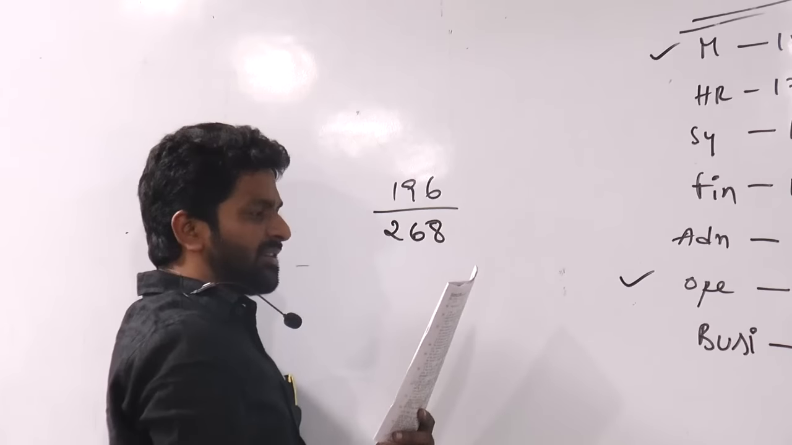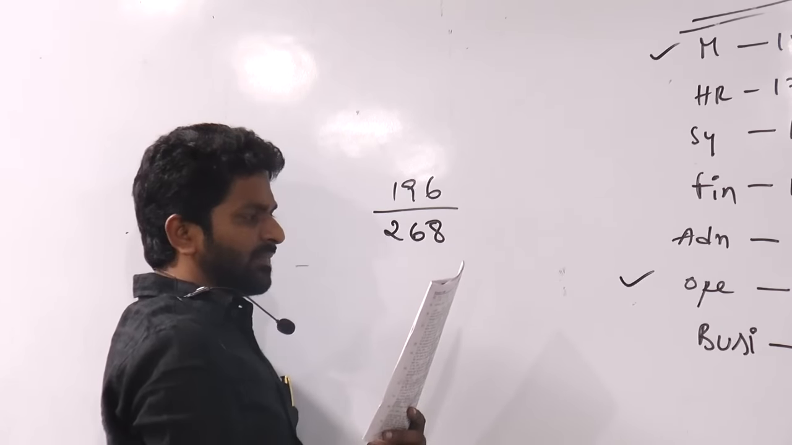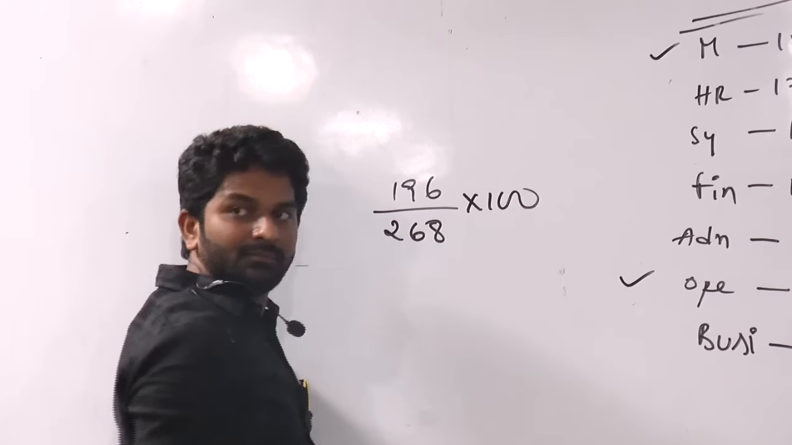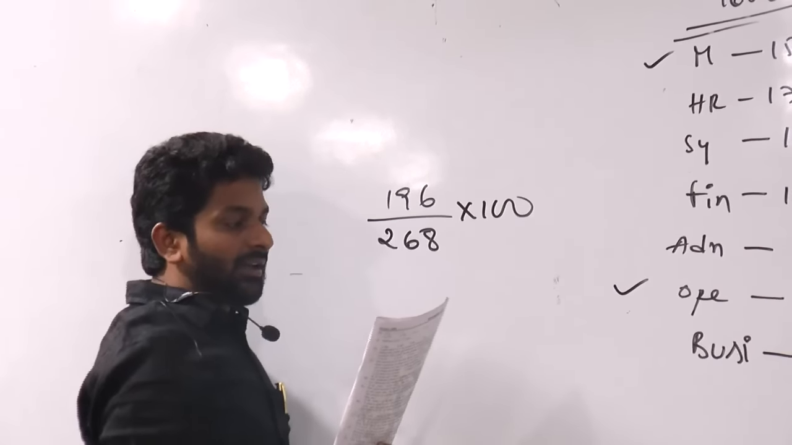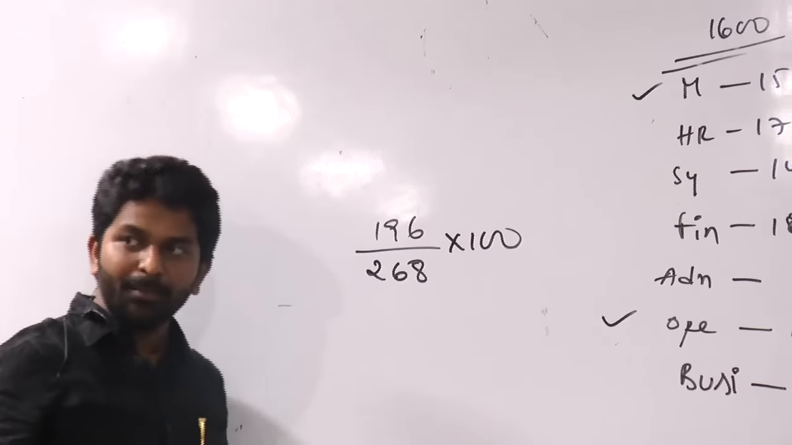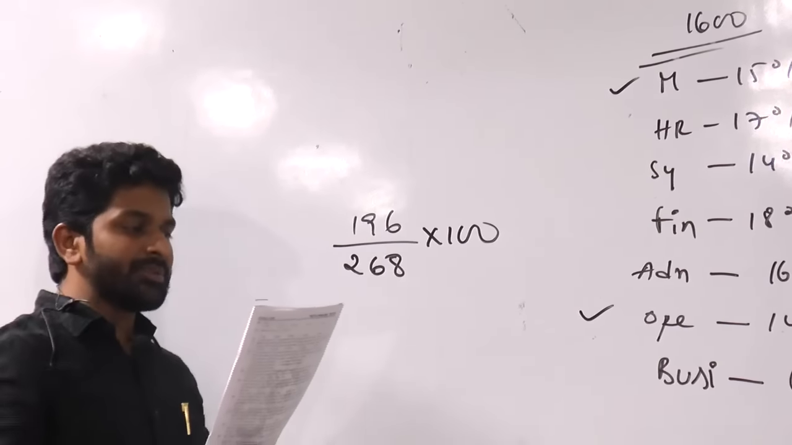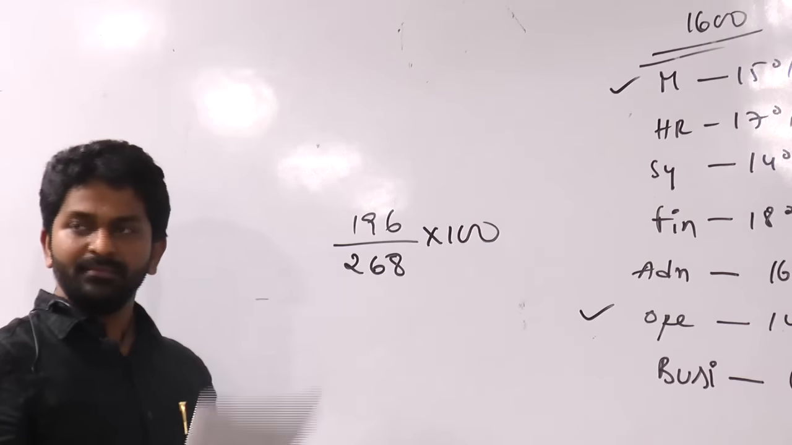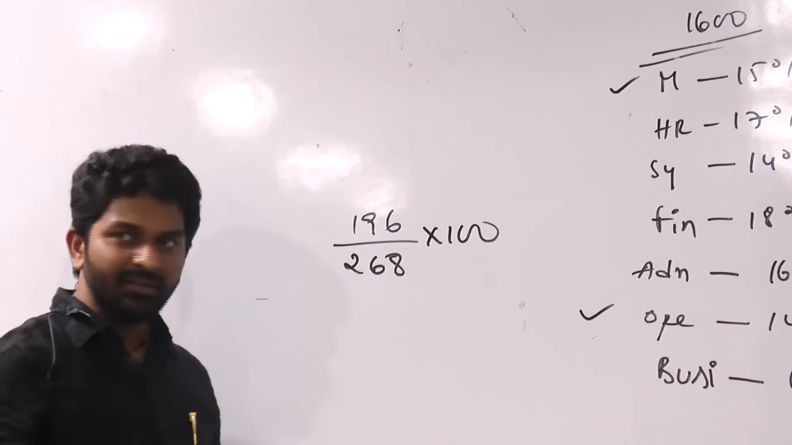Were you asked to calculate percentage? Percentage only, into 100. Approximate, look at that. Rounded off to nearest integer, in the sense approximate. But first look at your options. Options are very nearby. 70 and then 75. Yes or no?